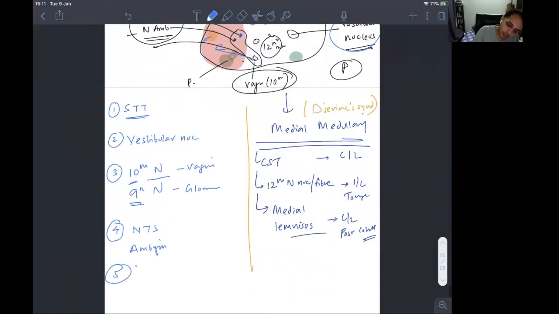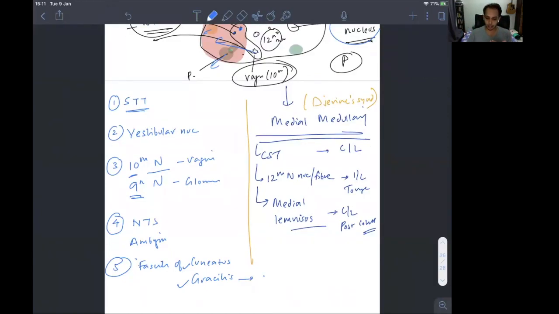You can have the posterior column fibers involved. Those are known as fasciculi cuneatus and gracilis. So cuneatus and gracilis are the names of the posterior column fibers. Gracilis comes from your lower limbs and cuneatus comes from your upper limbs.